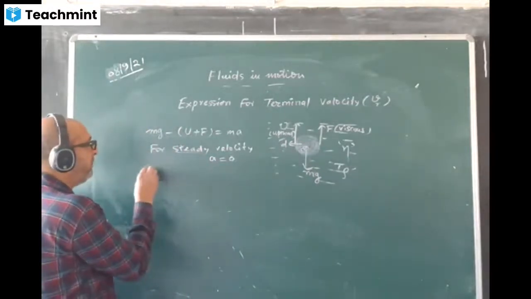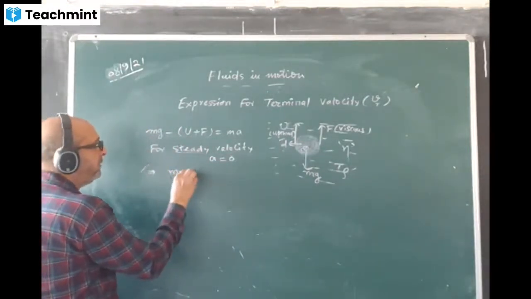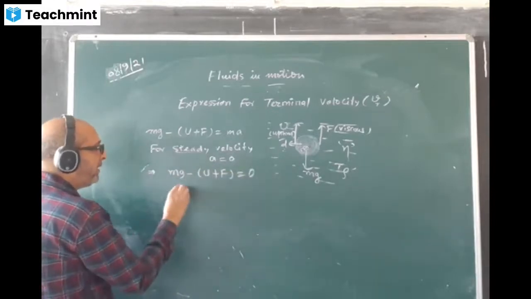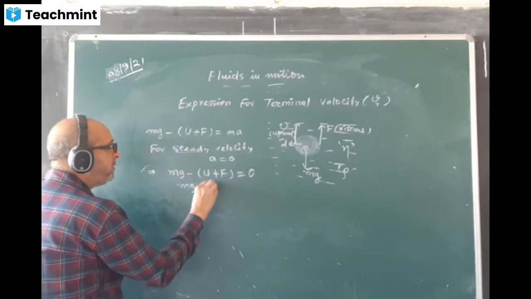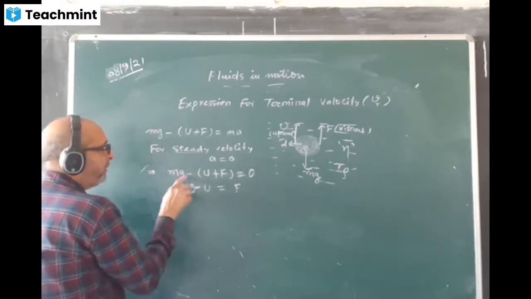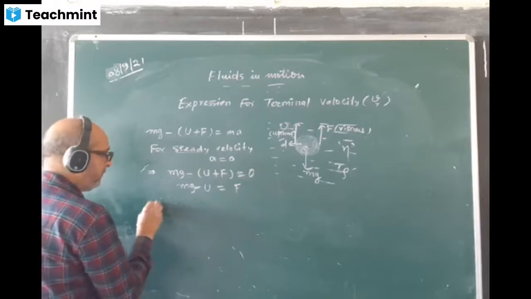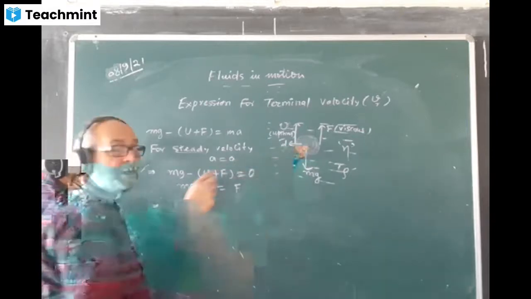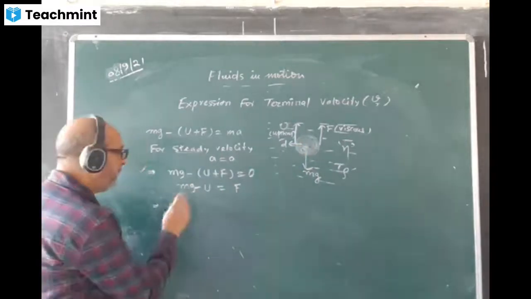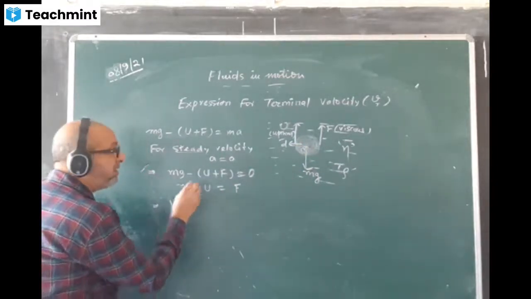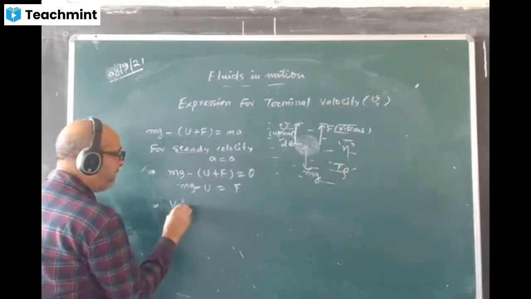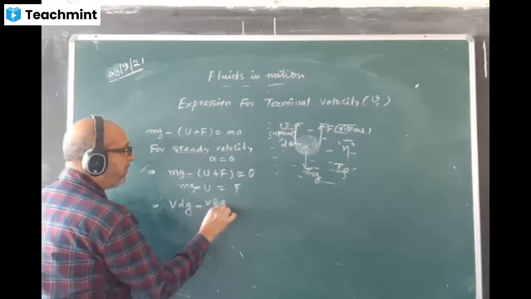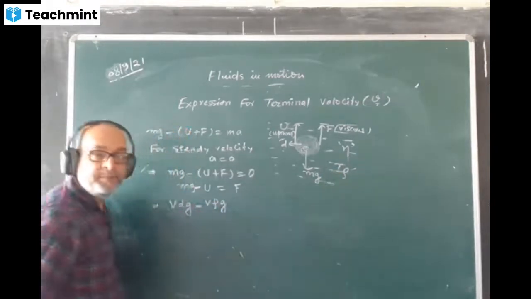So in terms of terminal velocity, we can write like this: mg minus u plus f equal to 0. The a value is 0, so I'll write mg minus u is equal to f. Minus f will go and become plus f. What is the mass of the object? Mass formula we write as volume into density. The density of this object is d. So V d g minus upthrust. Upthrust we write as V rho g, because rho is the density of the medium.